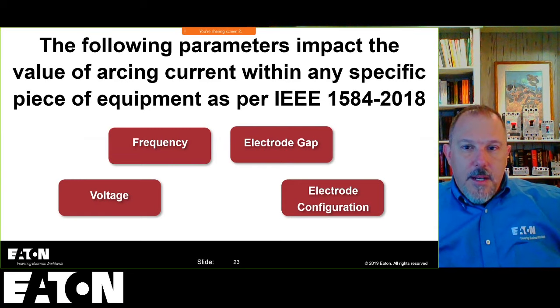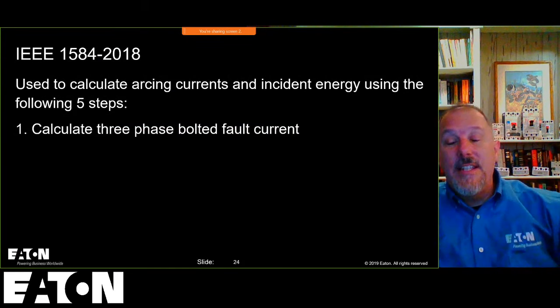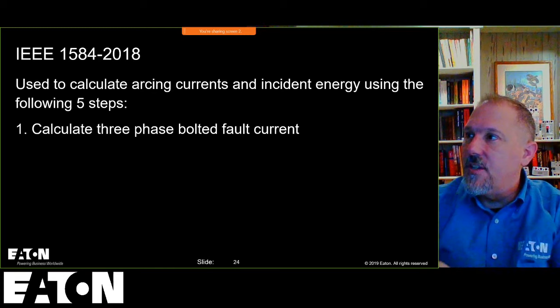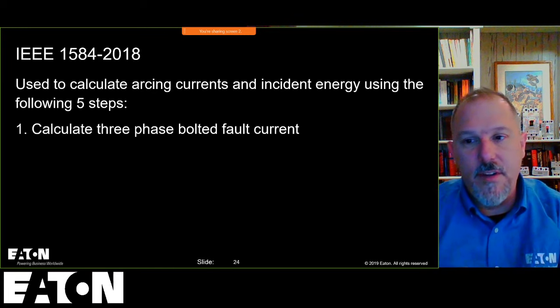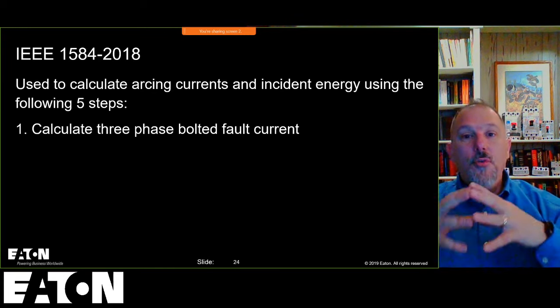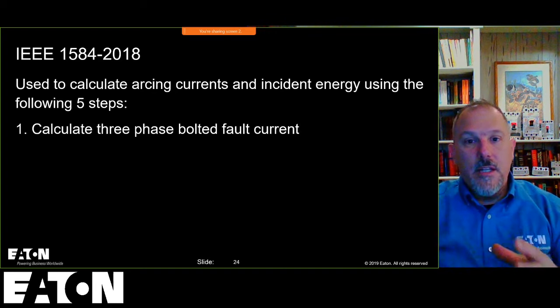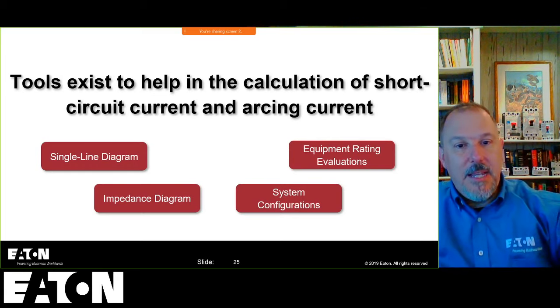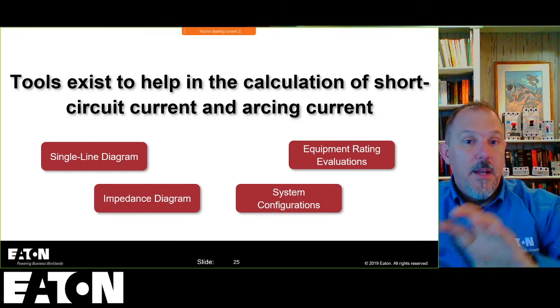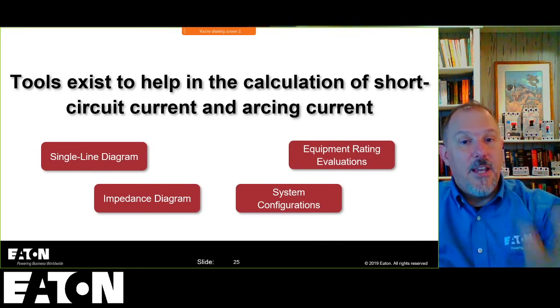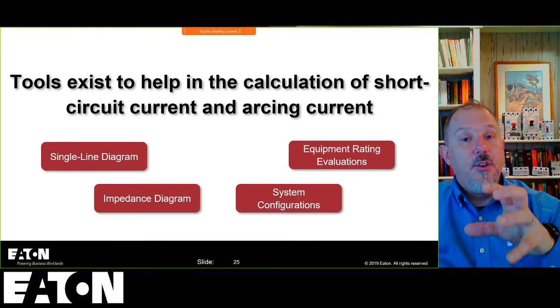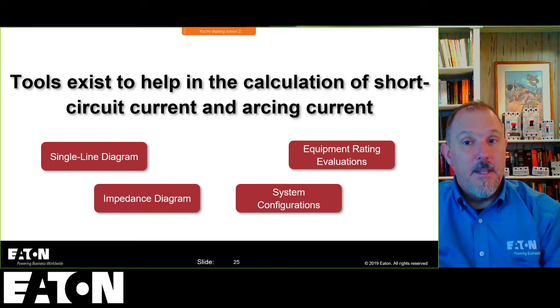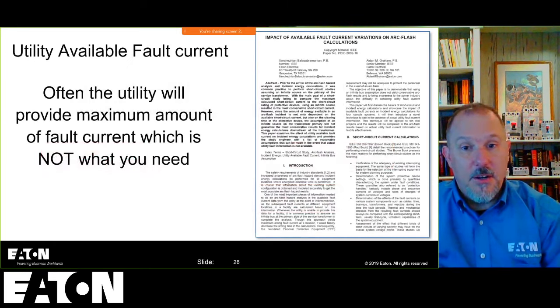Okay, let's go to the next slide here. 1584, the first step. Now, this is the first step, calculating that 3-phase bolted fault current value. In reality, you also need the accurate one-line diagram. So you're going to need the one-line diagram, the impedance diagram, which you're going to develop, the system configurations, and the equipment ratings. You're going to have to do your equipment ratings and make sure that your equipment is applied correctly.